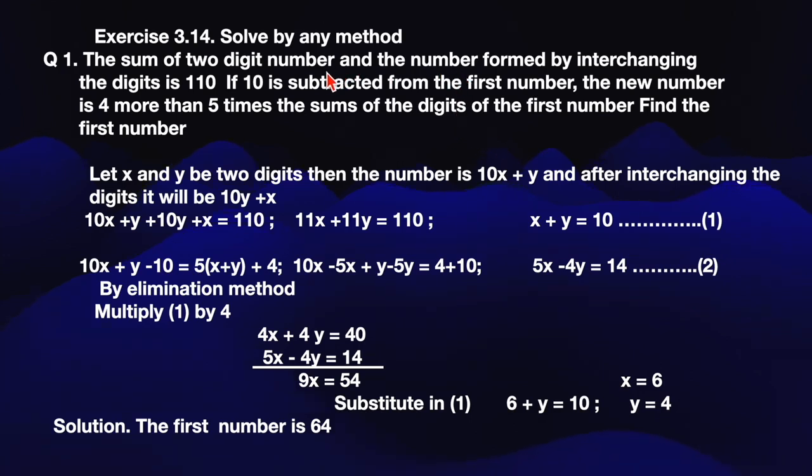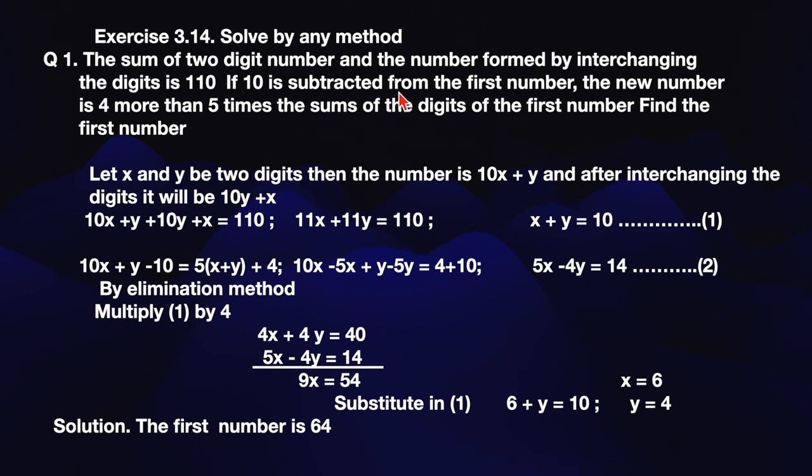What they are saying: the sum of the 2-digit number and the number formed by interchanging the digits. So let us interchange the digits. We get 10y plus x. This is the original number, and this is the interchanged digits number. When you add these two, you get 110. I have added it, and this is equal to 110. Simplify it further, you get x plus y is equal to 10. So this is our first equation. Now let us write the second equation.